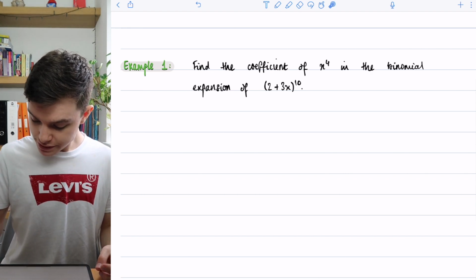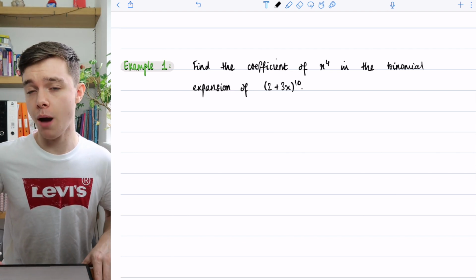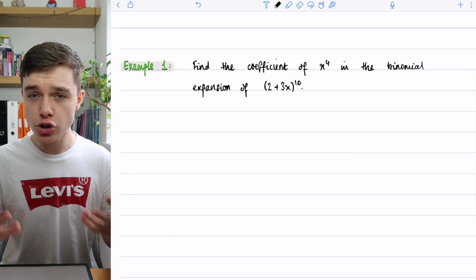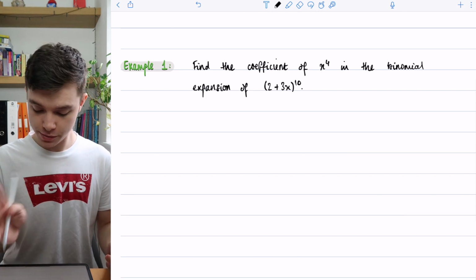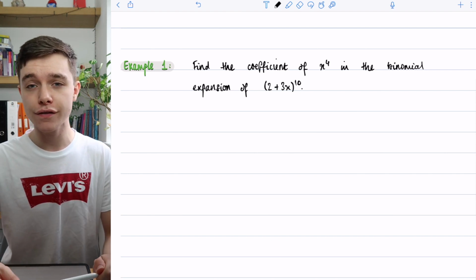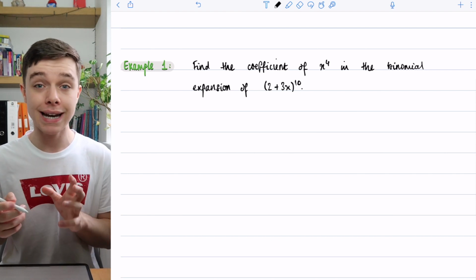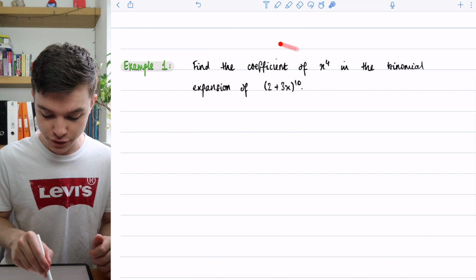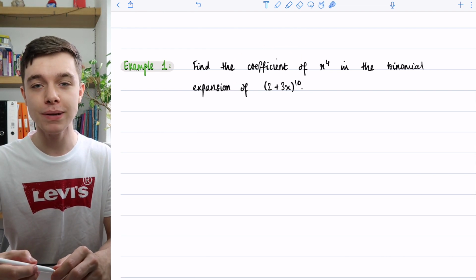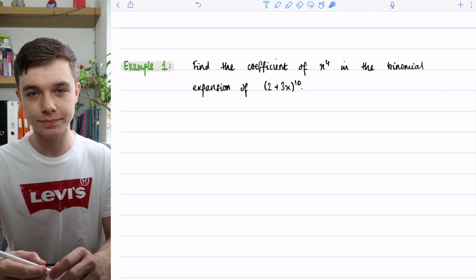So, maybe pause and have a go before I have a go, and then press play. I would start off by doing the expansion up to the x to the 4 term. You don't have to; you can go straight to the x to the 4 term, because you're not being asked to expand this, you're just being asked for the coefficient. So see what you can do with that first, and then press play and we'll work through the answer.